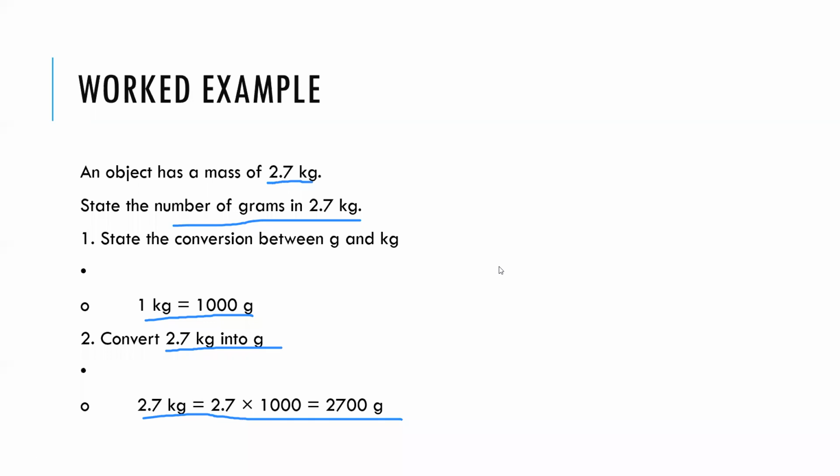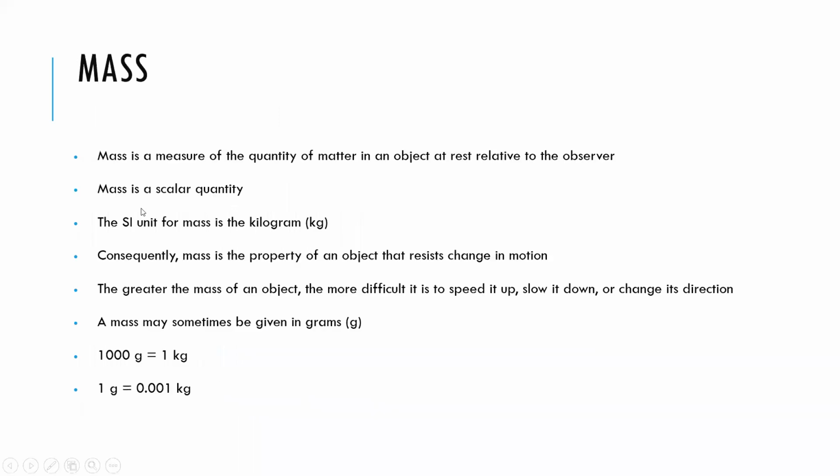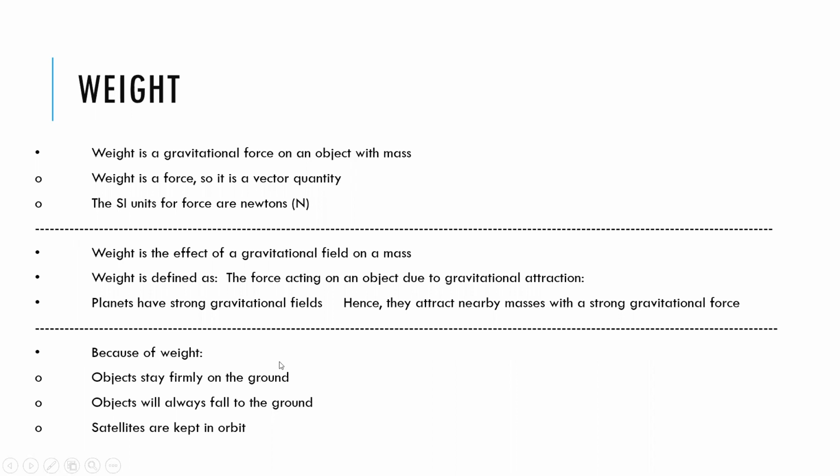Moving further, we will now study weight in detail. So let's just revise what we have done till now. Mass is a measure of the quantity of matter in an object at rest relative to the observer. It is a scalar quantity. The SI unit for mass is kilograms. Consequently, it is the property of an object that resists change in motion. The higher the mass of the object, the more difficult it is to change the motion of the object, change its direction, etc. Its SI unit is kilograms, but it is sometimes measured in grams respective to what we are measuring. So 1000 grams is equal to 1 kg, 1 gram is equal to 0.001 kg.